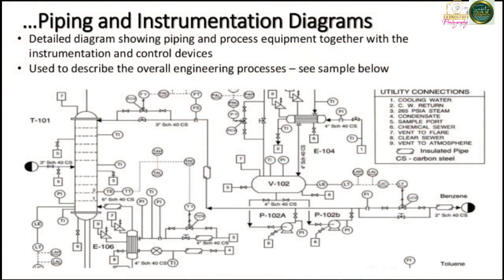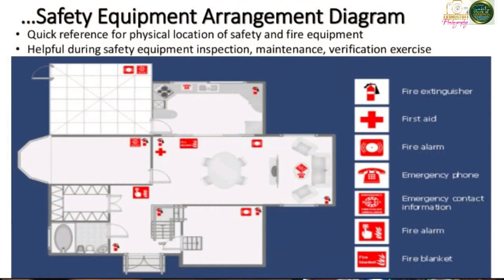A typical example can be the piping and instrumentation drawings. Some typically call them P&IDs. Some can be safety equipment arrangement and evacuation layout.